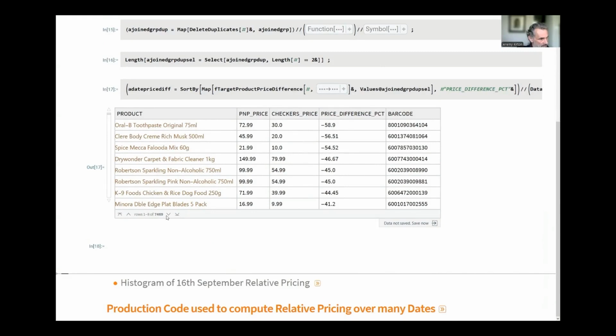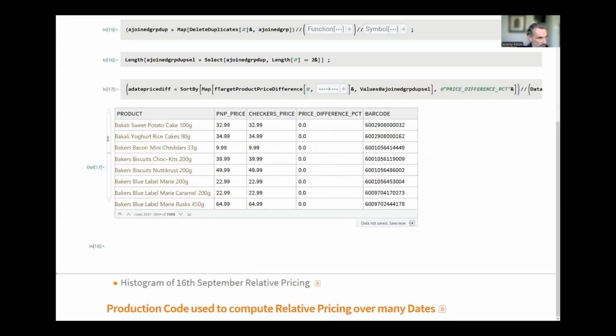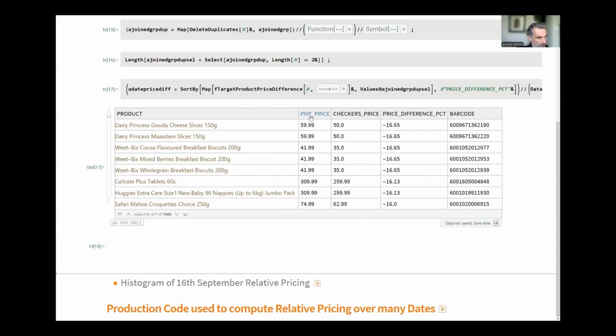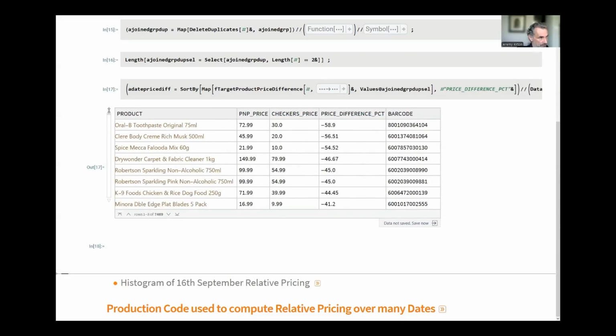So now we see there's 7,500 products that are sold by both Checkers and Pick and Pay. Here are the products. Pick and Pay price, Checkers price, and the price difference. And then the barcode. Now if we have a look at this particular product, Pick and Pay price just under 100 Rand, Checkers price just under 55 Rand. Checkers is 45% cheaper than Pick and Pay for this product.